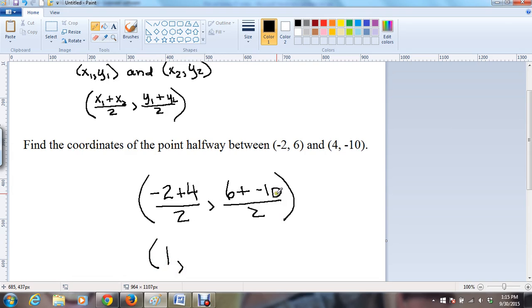So average of your x's, average of your y's, that gives you 2 over 2, which is 1, and -4 over 2, which is -2. So that is the point that is midway between (-2, 6) and (4, -10). That is the midpoint formula. And anytime you want to find the midpoint between 2 points, you just take the average of the x's, the average of the y's. And that is lesson 37.